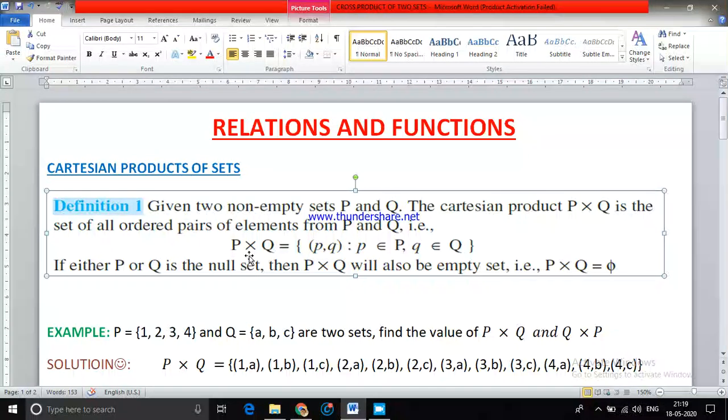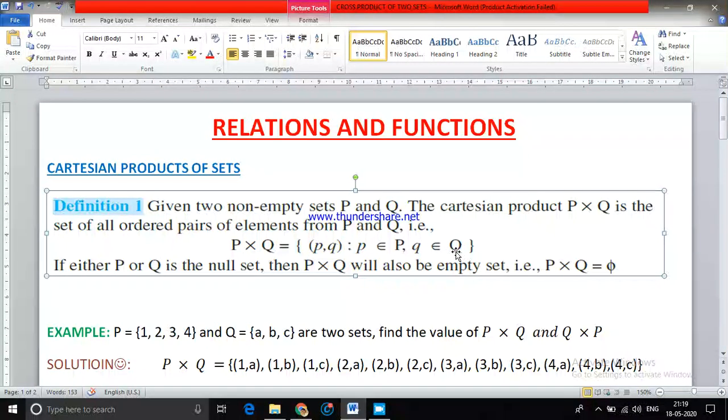So here, P cross Q equals the set of ordered pairs. We know an ordered pair is always in open brackets, so (p, q) such that the first element comes from P and the second element comes from Q. That is, p belongs to P and q belongs to Q.